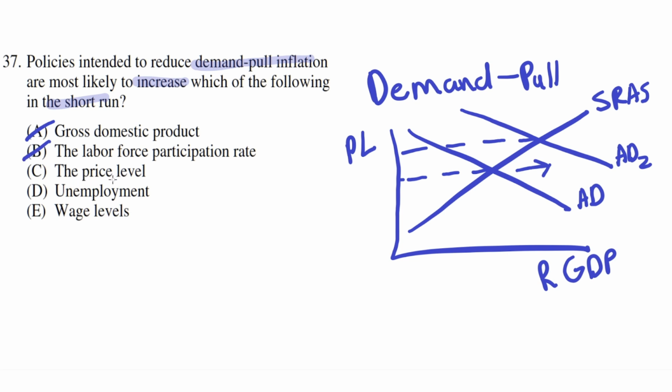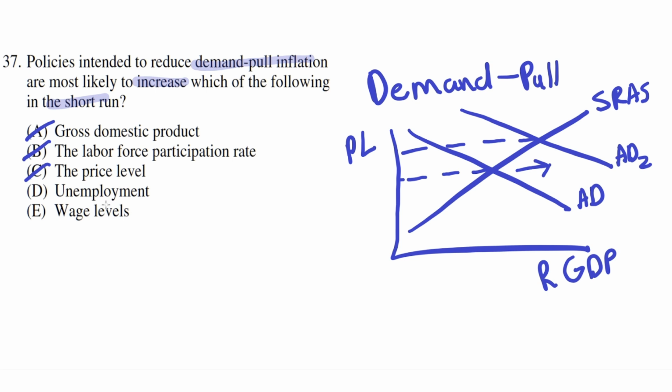C. The price level. This is incorrect because if we were to shift aggregate demand back to the left, let's imagine this as the original curve and this as the second curve, then the original price level would be up here, and the price level after the shift would be down here. That would be a decrease in the price level. So policy intending to shift the aggregate demand to the left would decrease the price level, not increase the price level. So C is incorrect.